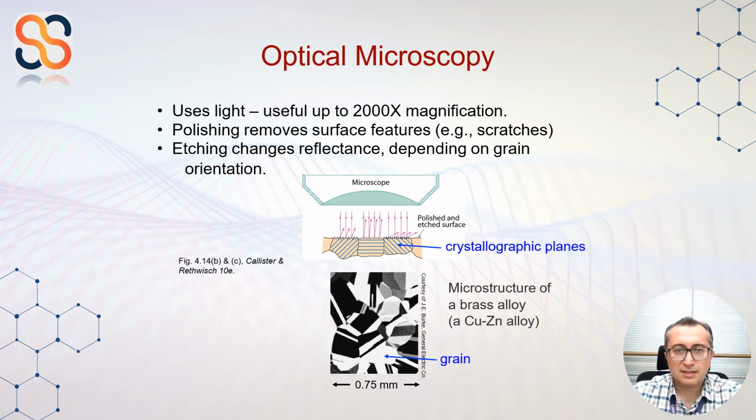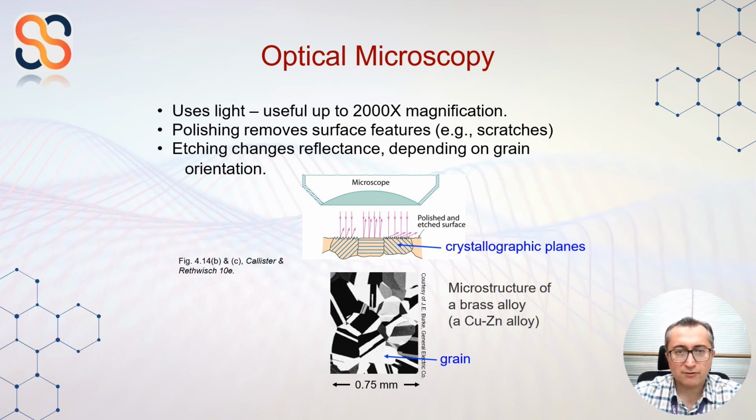Now, let's look at optical microscopy, a fundamental technique used in material science. Optical microscopy uses light to magnify samples. It is effective for viewing microstructures at magnifications up to about 2000 times. This technique is commonly used for seeing the surfaces and internal structure of materials, providing essential information about their properties. One critical step in preparing a sample for optical microscopy is polishing. Polishing removes surface features such as scratches and other imperfections, which is vital for obtaining clear images. A smooth surface enhances the quality of the observation.